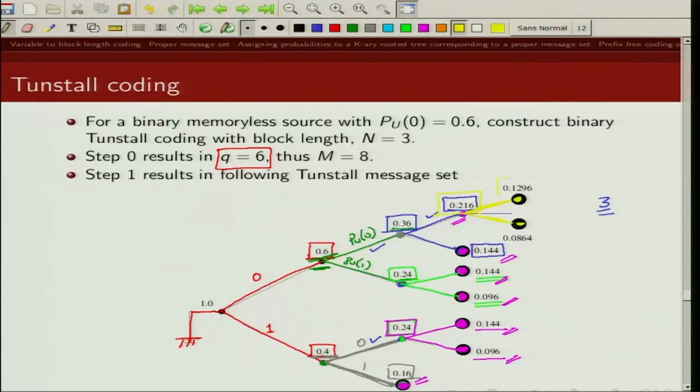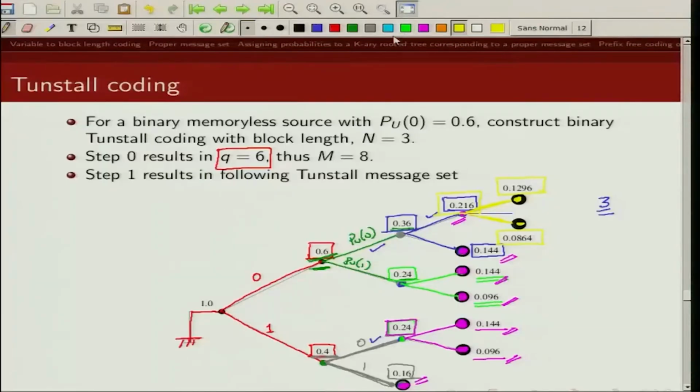And this has probability 0.216 times 0.6, that is given by 0.1296, and this is 0.216 multiplied by 0.4, which is 0.0864. So I have done the sixth extension of this extended root. So this is my proper message set.